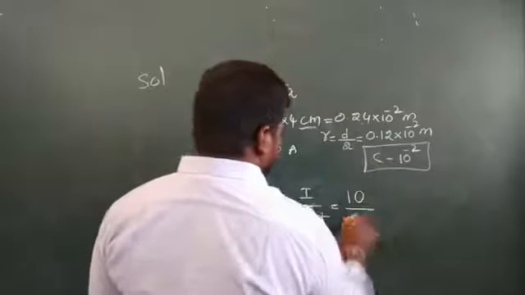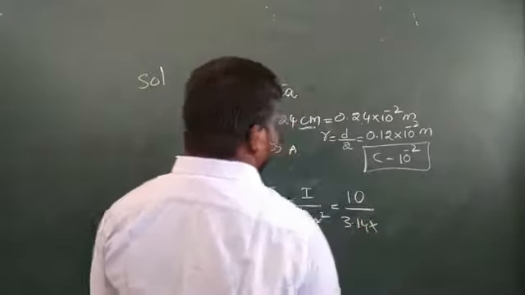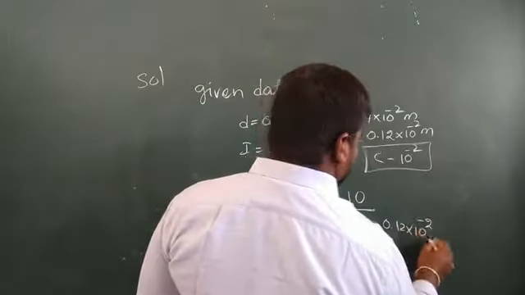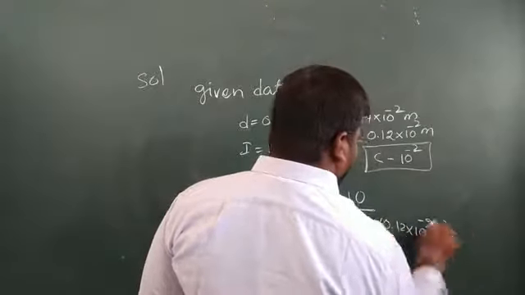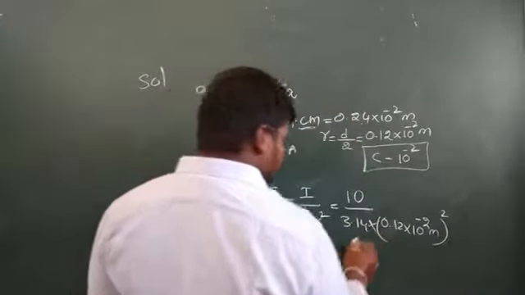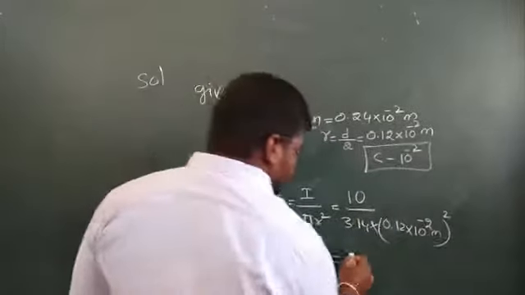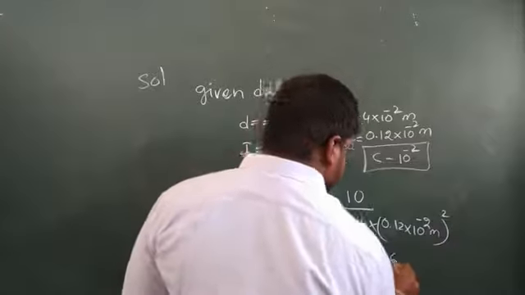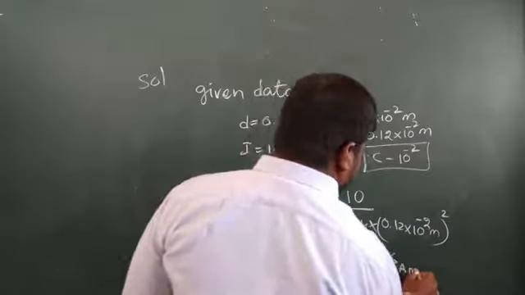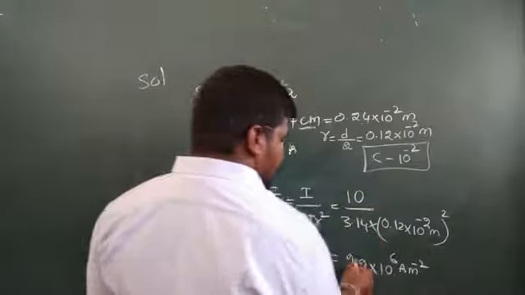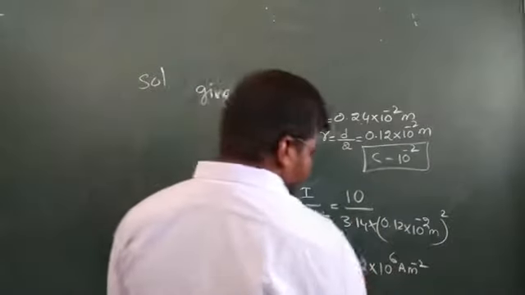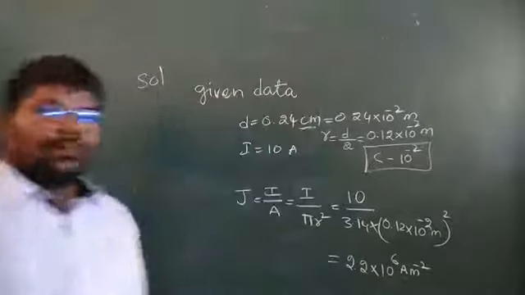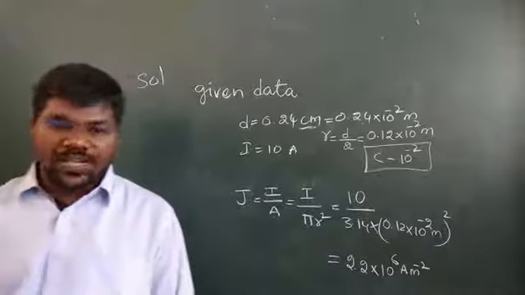Current 10 divided by 3.14 into 0.12 into 10 power minus 2 meters whole square. After cancellation we get 2.2 into 10 power 6 ampere meter power minus 2. What is the answer? After cancellation, you get 2.2 into 10 power 6 ampere meter power minus 2. Be careful, student.